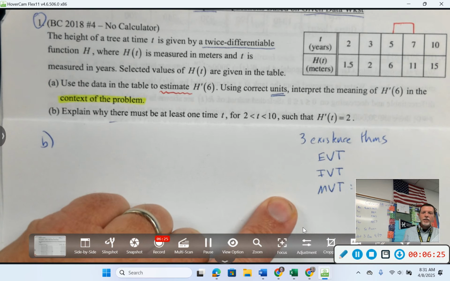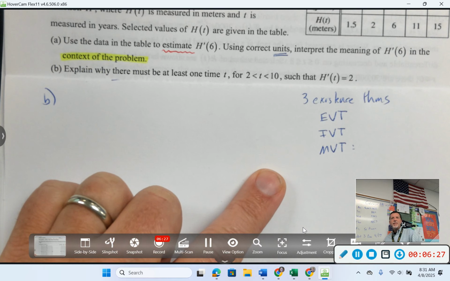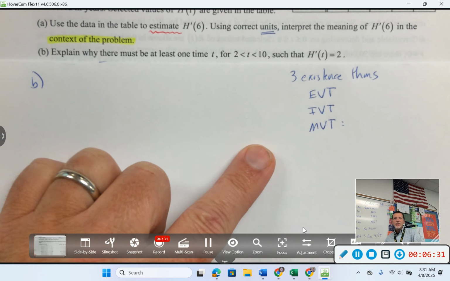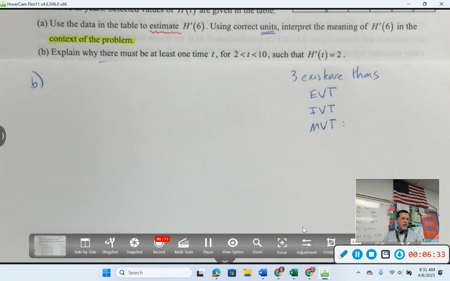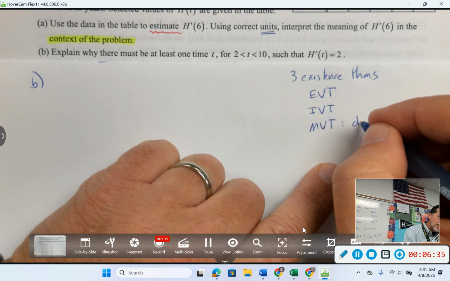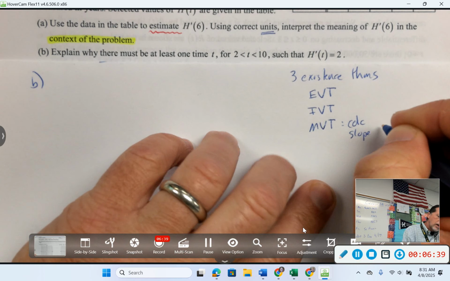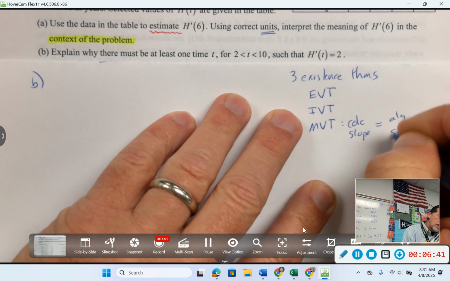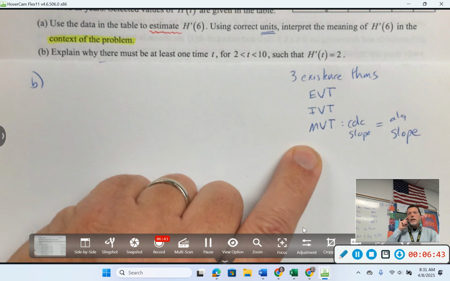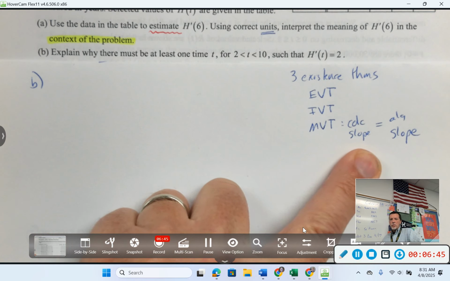What's the mean value theorem tell us? Just a quick phrase. What is the mean value theorem? I mean, it's on the formula chart, but even easier than that, calc slope equals algebra slope. And MVT is the only one that deals with slope.